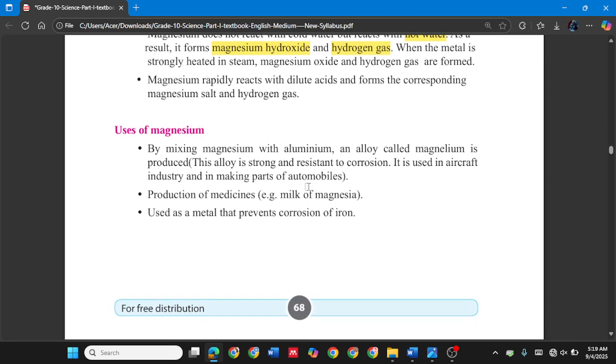Uses of magnesium. By mixing magnesium with aluminium, an alloy called magnalium is produced. This alloy is strong and resistant to corrosion. It is used in the aircraft industry and in making parts of automobiles. Production of medicines such as milk of magnesia, and use as a metal to prevent corrosion of iron.